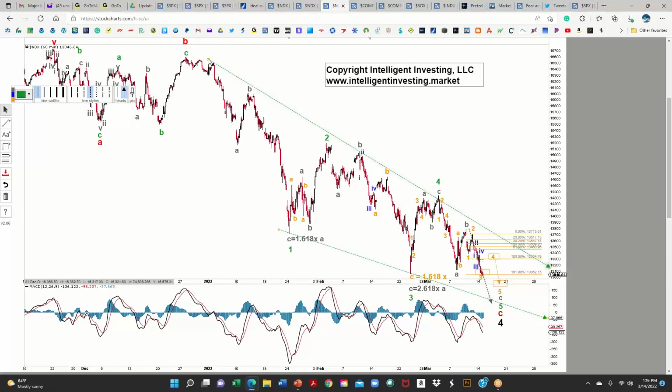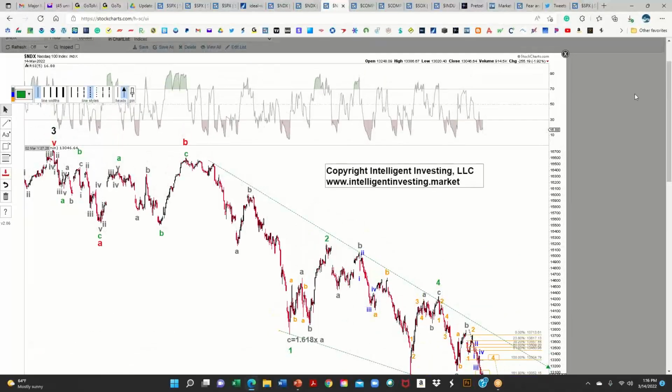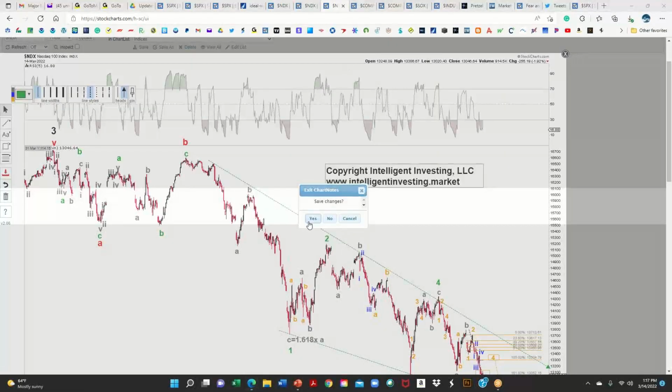What happens when a diagonal completes? We get blast off to its origin, which is at around 15,000, arguably about 16,500. I'll tell you in a minute a little bit more on why we might actually see new all-time highs based on other indicators. Okay, but so far so good.